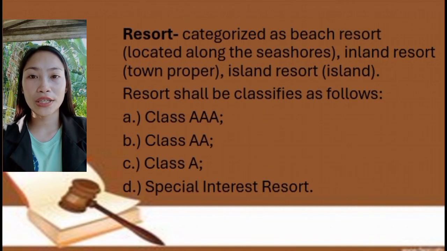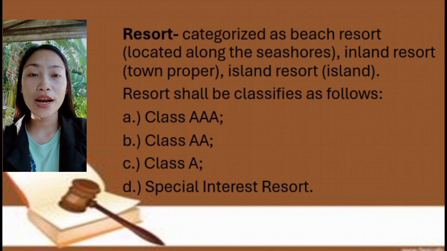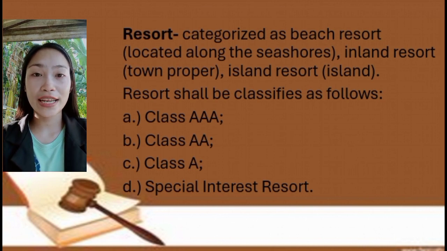Then we have resort. It is categorized as a beach resort, located along the seashore; inland resort, like in town proper; and island resort, like in the island. Resorts shall be classified as follows: class AAA, class AA, and class A. And then the last is special interest resort.